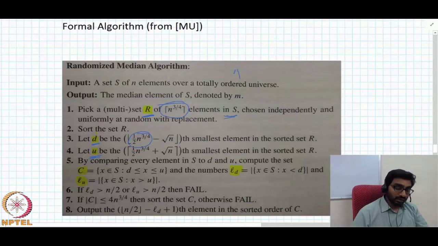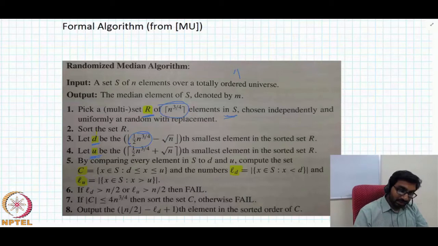These are your D and U, and these are elements chosen from R, but they're actually originally elements from S. Now that we have identified the elements D and U, we have to confirm that these are actually good elements, because D and U have to follow some rules.